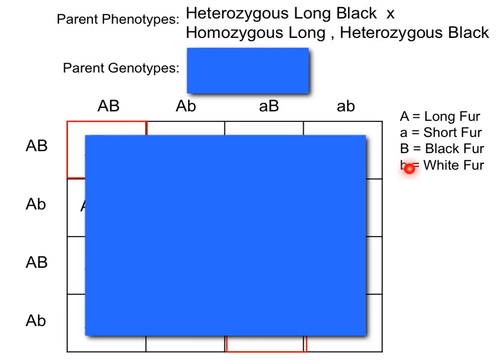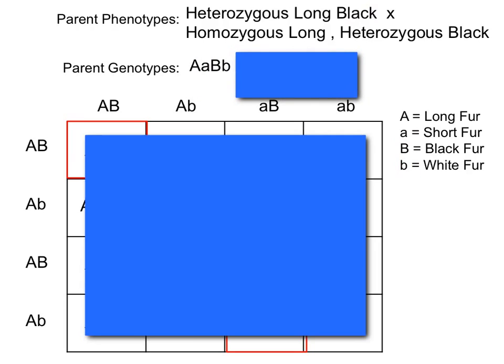So based on that, we can use this to interpret what our genotypes are. We've got a heterozygous long and a heterozygous black. So both of those are going to be heterozygous, and we're going to have something that looks like this: big A, big B, little b.